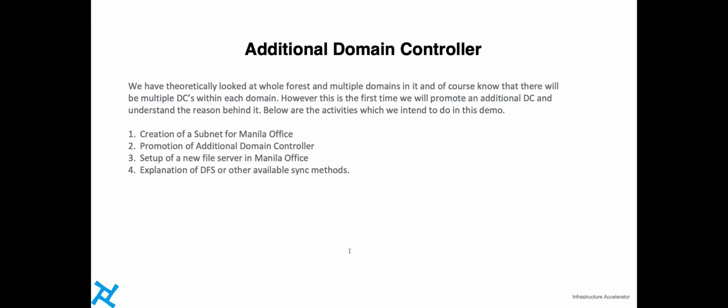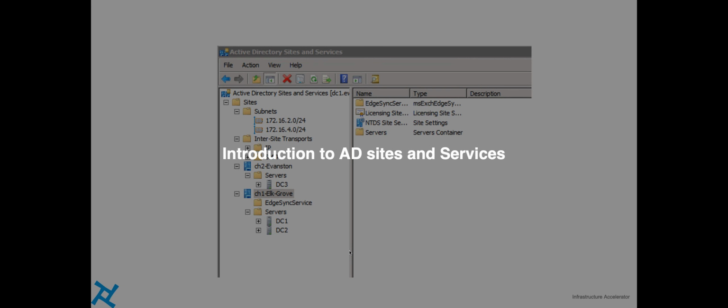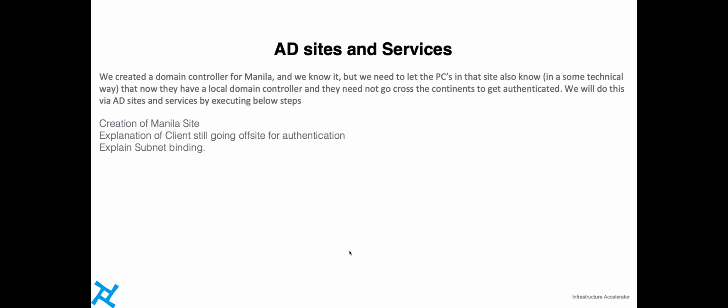Okay, so let's move on to the next module, which is Introduction to Active Directory Sites and Services. I know that we have done this already, but I need to explain it more. So we have created the domain controller for Manila, and we know it, but we need to let PCs in Manila also know in some technical way that they now have a local domain controller, and they don't need to go across the continent for authentication. And we will do this via Active Directory Sites and Services.